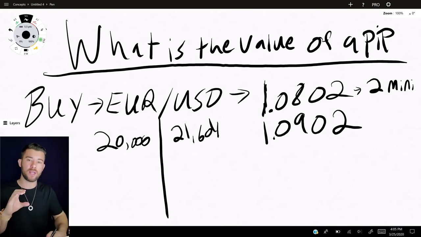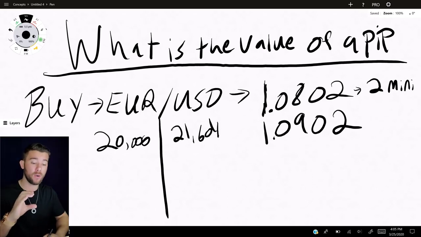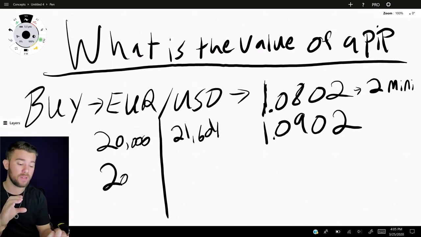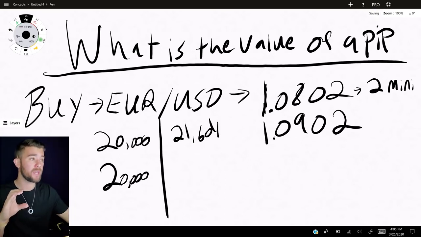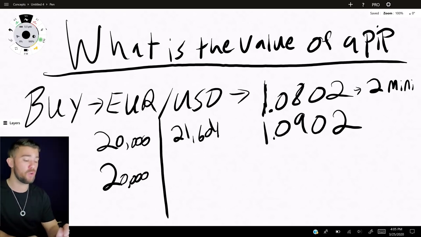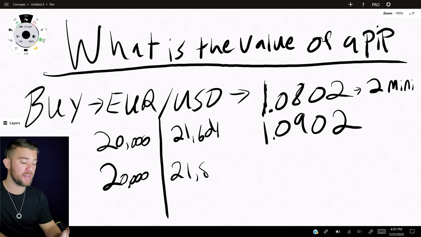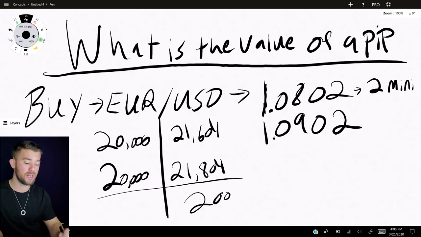So while you hold that 20,000 units of euro, just as in our last example, the euro goes up 100 pips. So you still have that same 20,000 euros, except now you multiply that 20,000 units that you're holding times the new exchange rate of 1.0902, which means when you give them that 20,000 units back, they owe you $21,804, giving you that $200 profit.